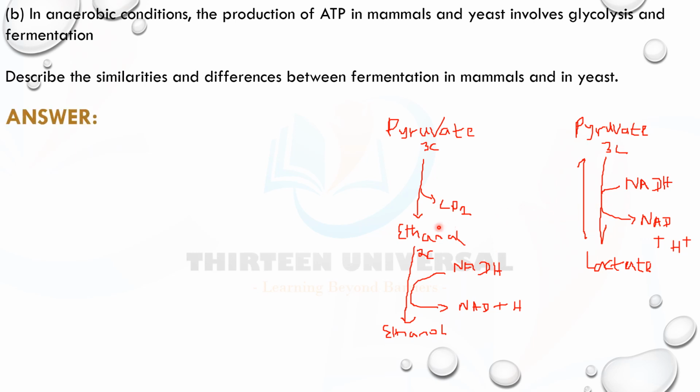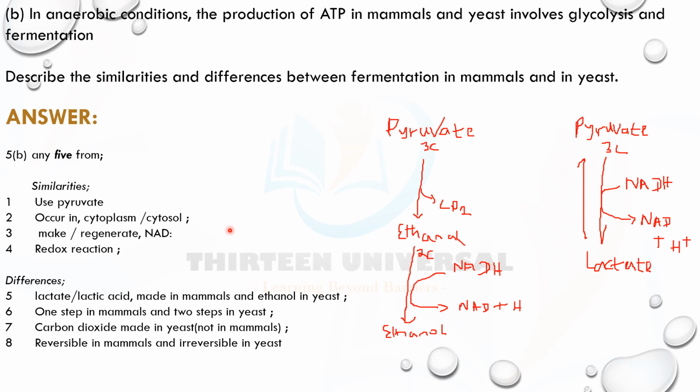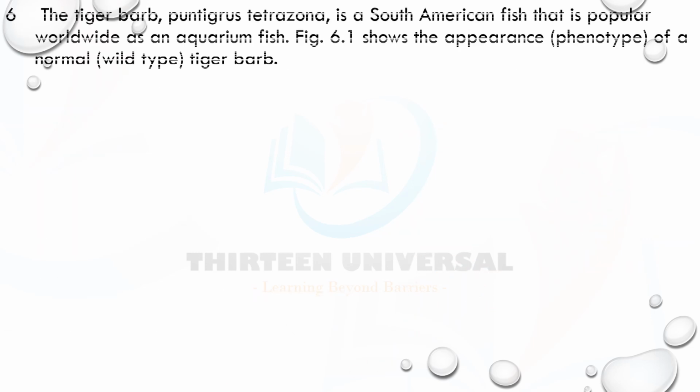Okay, let's look at what the mark scheme says. Good. Similarities: use pyruvate, occur in cytoplasm, regenerate NAD, redox reaction. Differences: lactic acid made in mammal, ethanol in yeast. This is for yeast. Carbon dioxide made in yeast. And then reversible in mammal and irreversible in yeast. Okay, let's go on to the next question, guys.